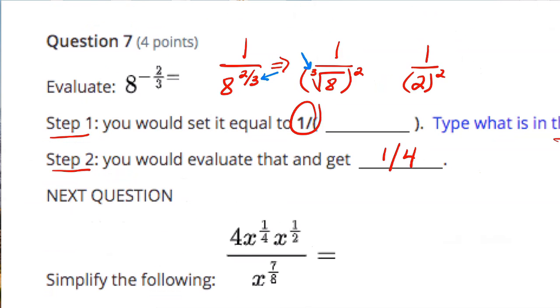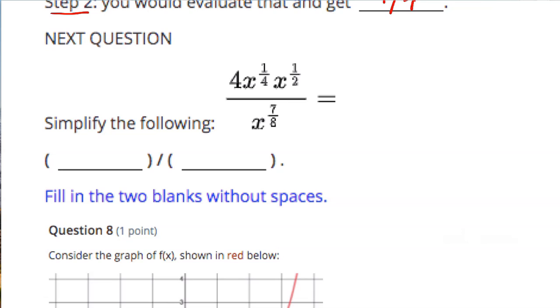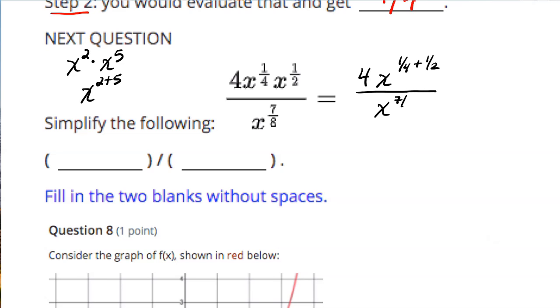Next question that's still within question 7. The next question is this one. We'll have to simplify these. So these are properties of exponents. So I'll just remind you, if you had like x squared times x to the 5th, what would you do? Well, you just add, right? 2 plus 5. Same thing here for the numerator. You're going to have 4x, and you're going to do 1/4 plus 1/2 over x to the 7/8.